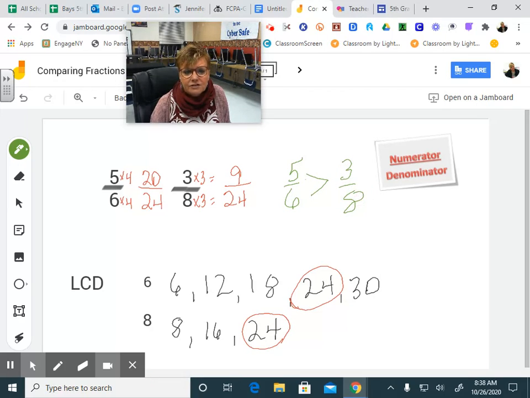So when you're comparing fractions, just make equivalent fractions that have a common denominator, and you can use the least common denominator. You can find that by listing the multiples and finding something that matches.